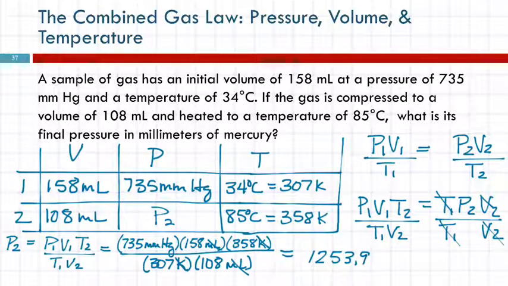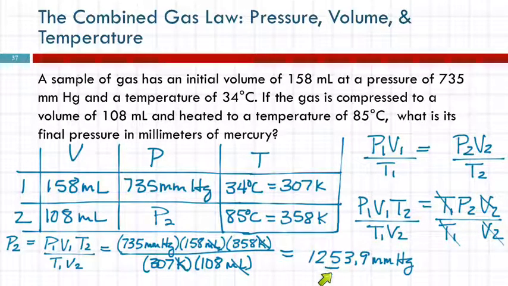1253.9. Everything's 3 sig figs, and the unit is millimeters of mercury. Did you get that number? If you got a number that's much larger than that, it's because you're having this dividing issue and you accidentally multiplied by 108 instead of dividing by 108. That'll cause you problems.